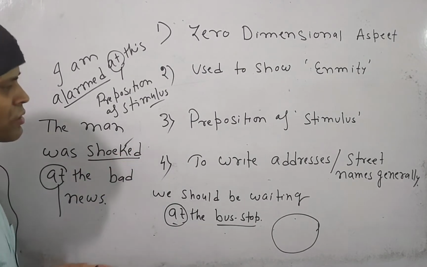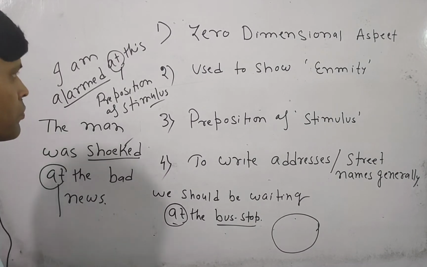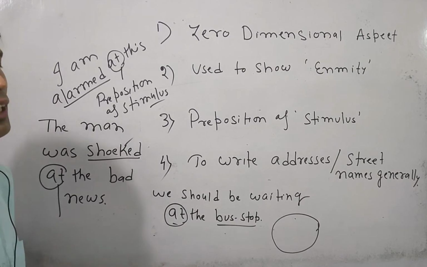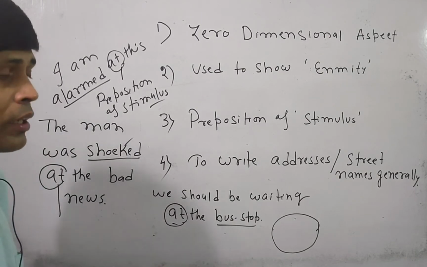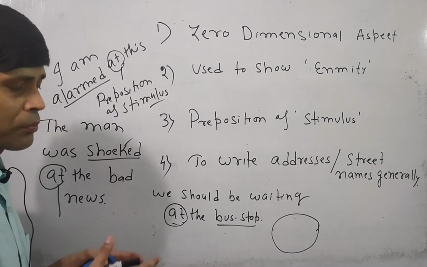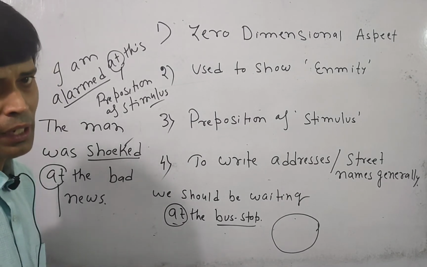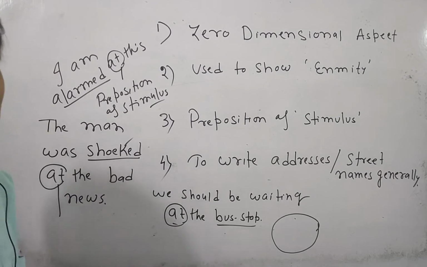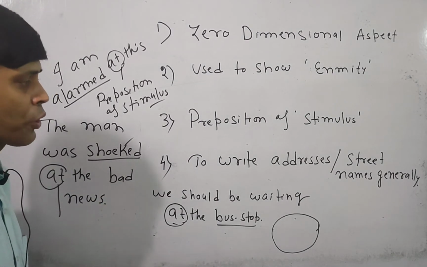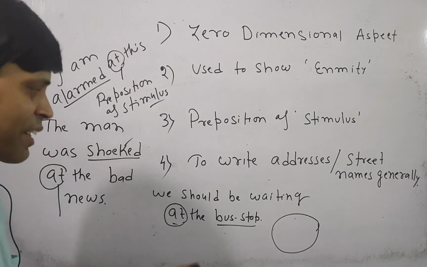And in the last section I have written to write addresses or street names generally. Generally means generally we can write. But you should be careful of one thing. Instead of at, many prepositions can be there, but in general cases we can write at before writing some address or street names, etc.